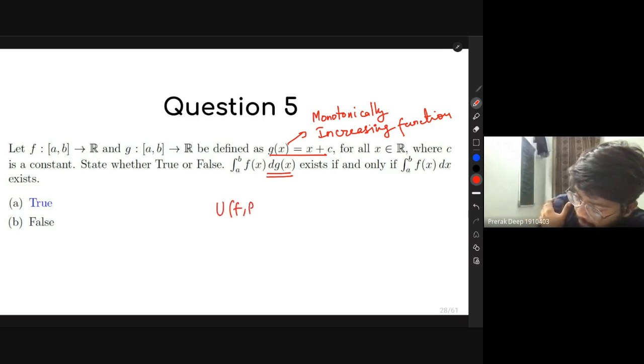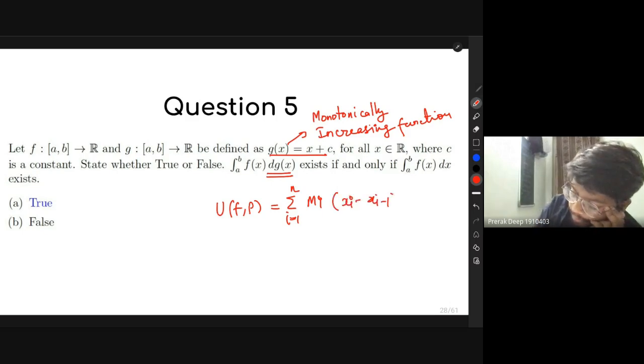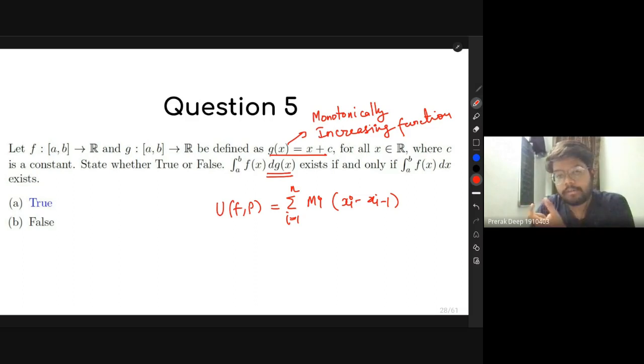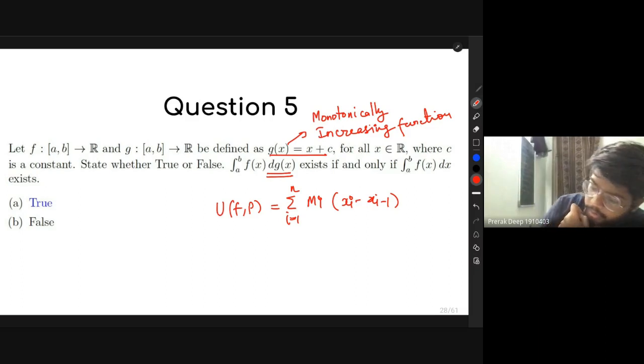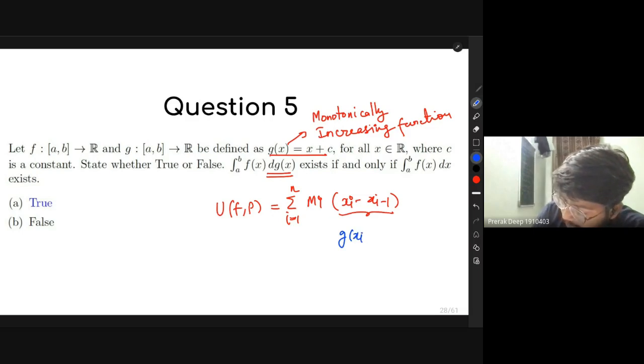So if I calculate this U(f,P), it involves the supremum in the partition interval times the length of the subinterval. Okay. Now, if I take another function g, which is a monotonically increasing function, it changes this length component. Basically, then it will be replaced by the length of this thing. Okay, so it will be replaced by this thing.